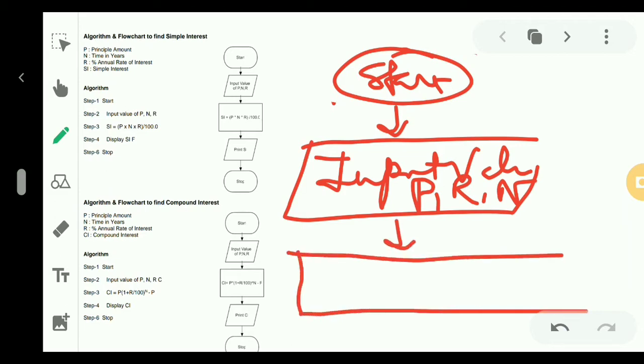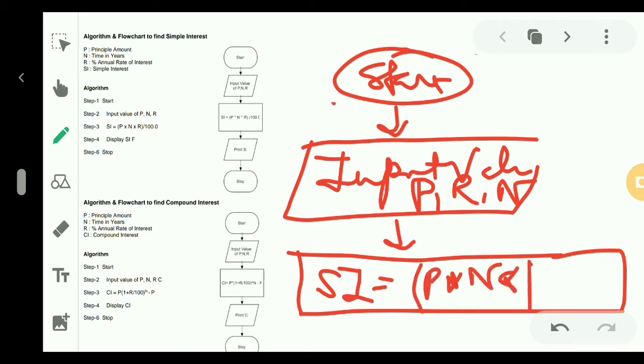The calculation part is always in a rectangular box, that is SI equals P into N into R, whole divided by 100. Don't think of it as a double zero, only a single zero. So this is the formula. Directly write the formula, then we have to do the print statement.